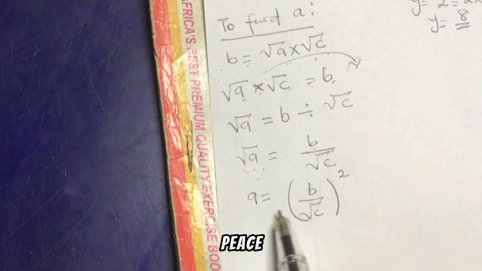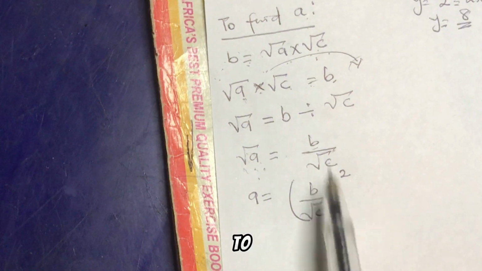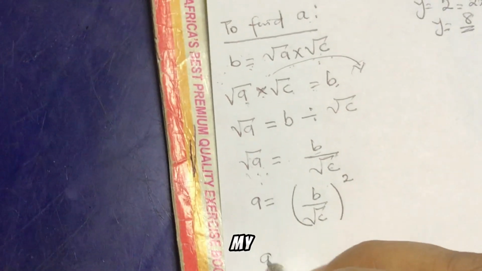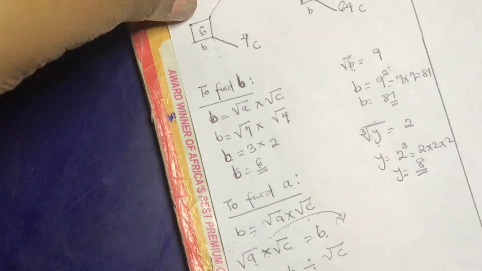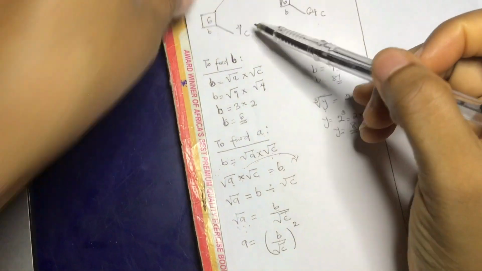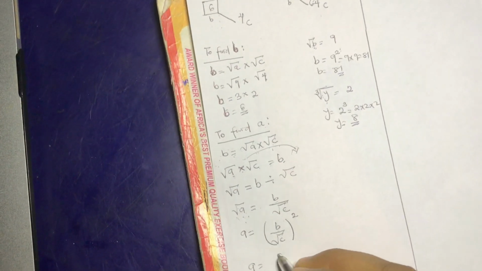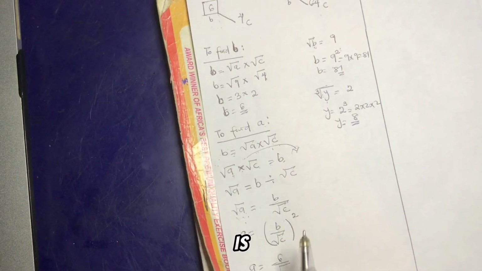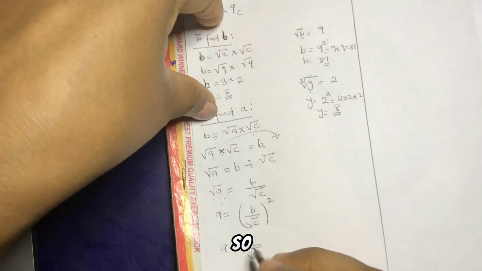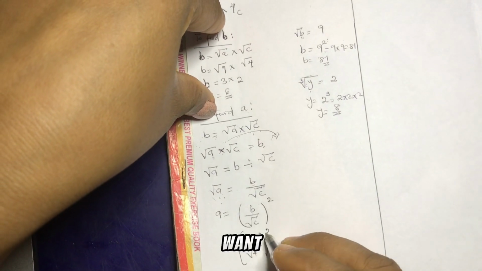So that will be b divided by square root of c, everything in the bracket to the power of 2. Now let us prove if using the formula will make us arrive at a to be 9. So if my a is what is b? My b is 6. My b in the question is 6. So that will be 6 divided by square root of, what is my c? My c is 4. So square root of 4, everything raised to the power of 2.